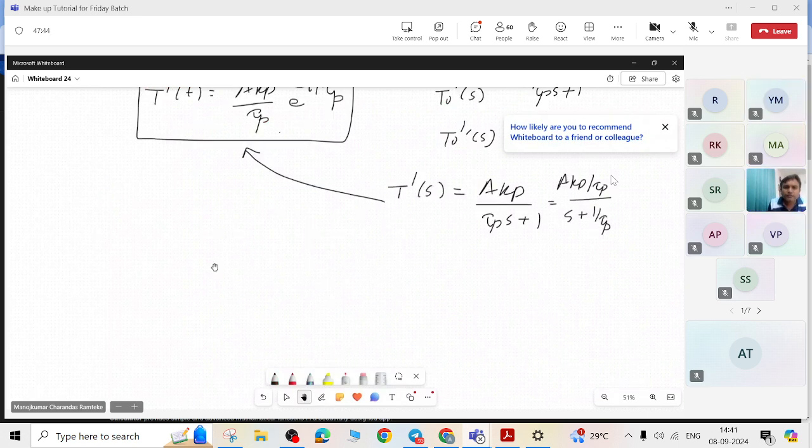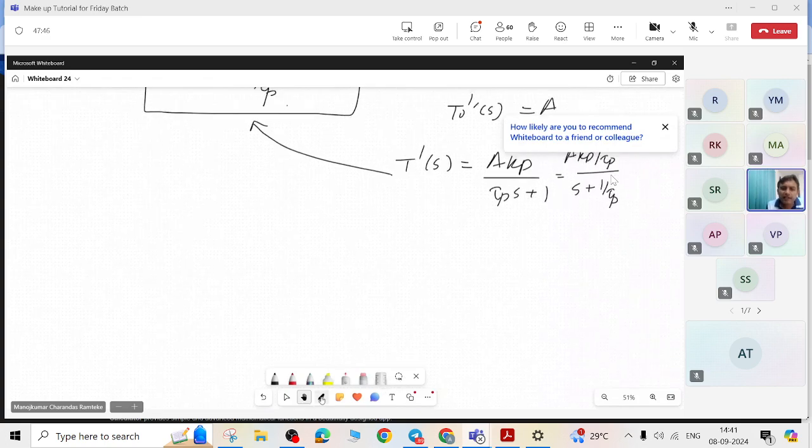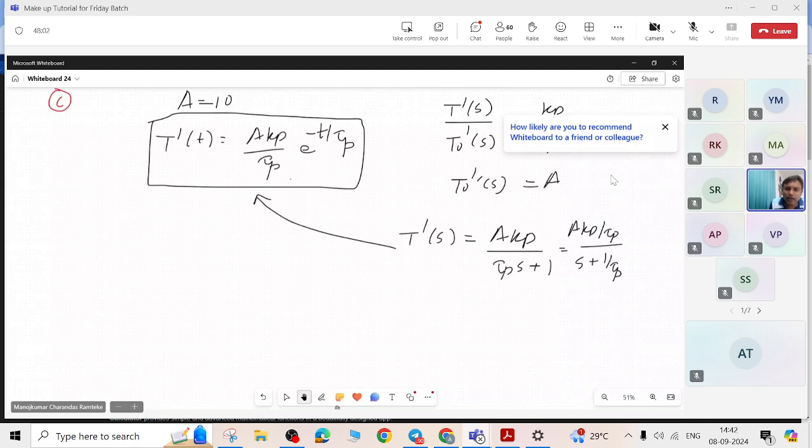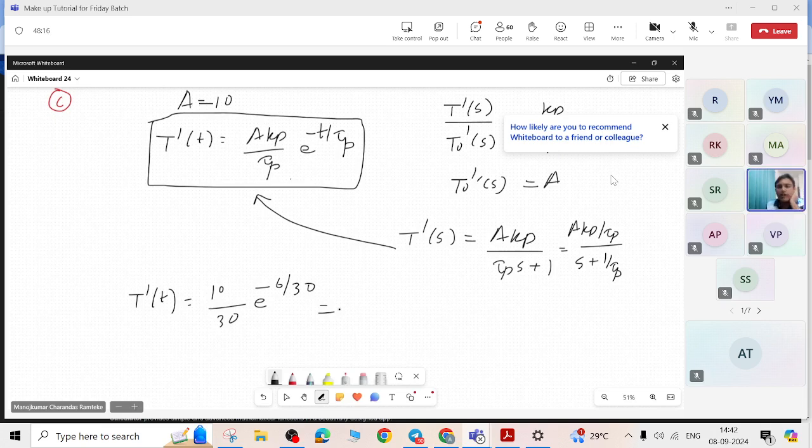Okay. So now with this expression, what is being asked is, if this impulse input is given at time t equals to 0, then what will be the value of the thermometer reading after t equals to 6 seconds? In this particular equation, we can calculate that. T dash T is given as A is 10, Kp is 1, tau P is 30, e raised to the power minus 6 by 30. Calculate the value.